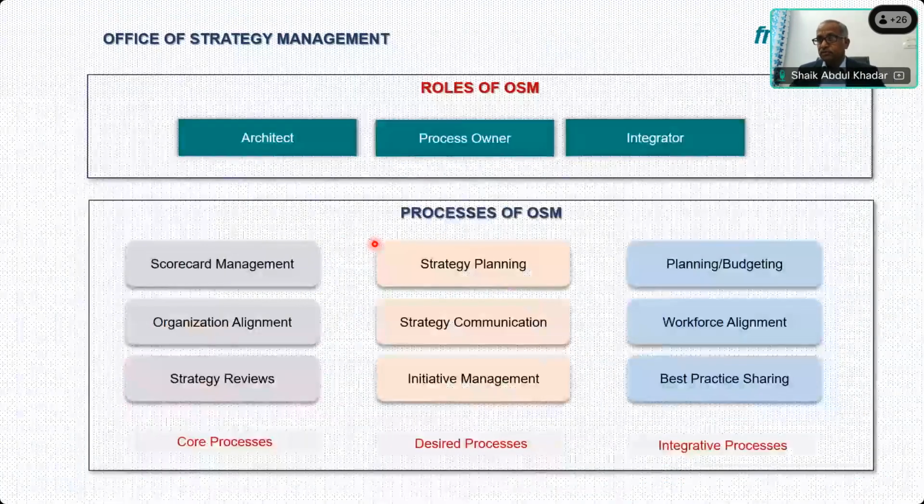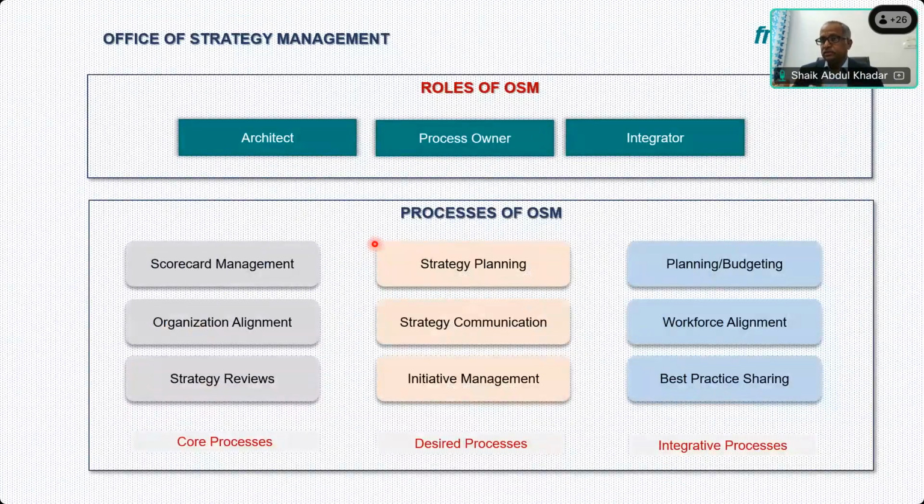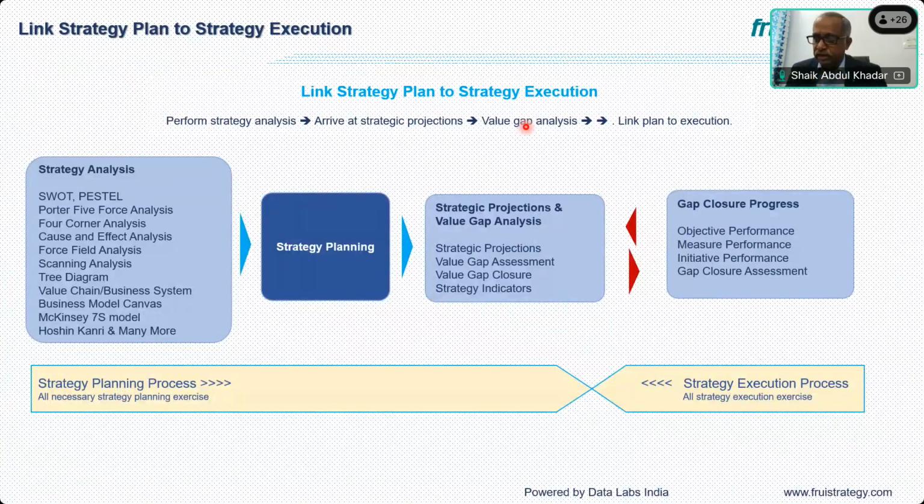The role of the Office of Strategy Management is the architect, the process owner, and the integrator. As an overall Office of Strategy Management, these are the responsibilities. Basically, I would like to quickly talk for a couple of minutes about how we need to link strategy planning to the execution. That link is always a problematic one. How to do that is once this is a box.